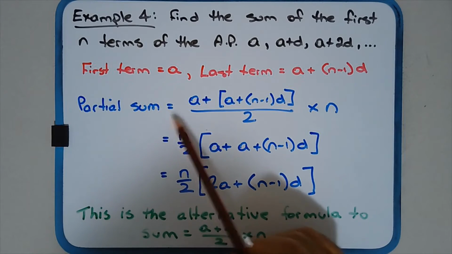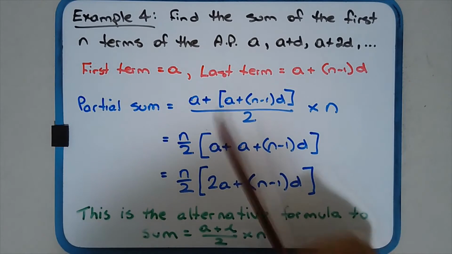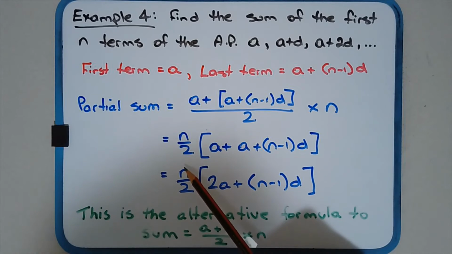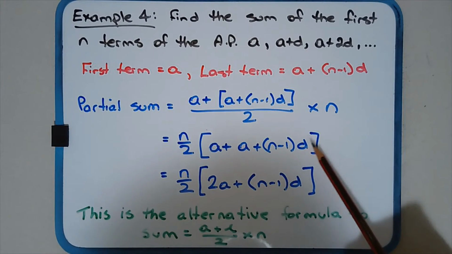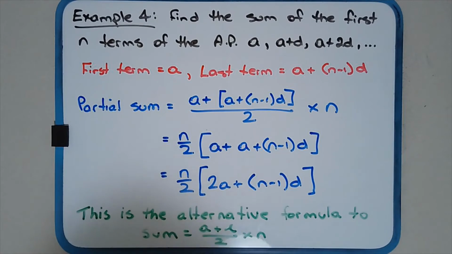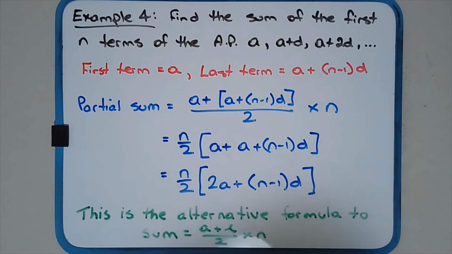So the partial sum is equal to a plus (a plus (n minus 1)d), so first and last terms, an average of those two. Multiply that by n, and we get n over 2 outside of a plus (a plus (n minus 1)d). So that n over 2 just comes from this n and this 2 here. So I'll just put them out at the front. And combining the two a's together, we get partial sum equals n over 2 outside of (2a plus (n minus 1)d) in brackets. And this is the alternative formula to the sum equals the average of the first and last terms multiplied by the number of terms in the sum.